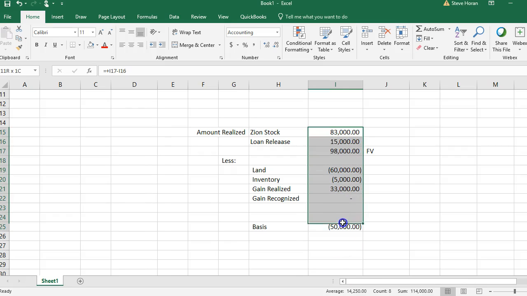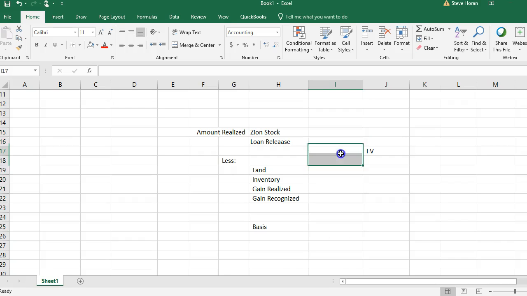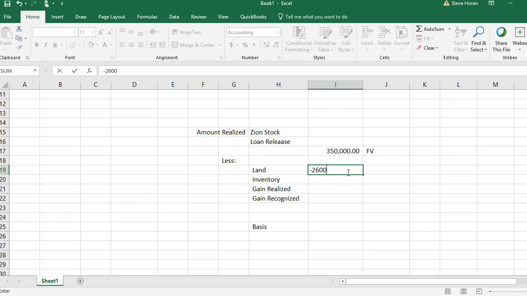I'm going to erase all this, and we'll come back and use the same format. So for Diego, this does qualify as Section 351, so there's no issue there because he immediately receives the control of the new corporation. But the relief of liability is greater than the basis, and that's going to be the big issue for him. So I'm going to put in the fair value right here. That's the fair value of the property, which is 350. And then this was land, and the basis of his land was 260.